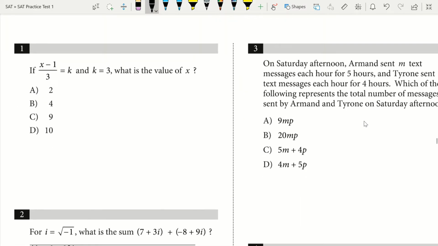Alright, if x minus 3 equals k and k equals 3, what is the value of x? Well, I'm substituting 3 in for k. I'm going to multiply each side by 3 so I can get x without a denominator. 3 times 3 will give me 9, so now I have 9 equals x minus 1. I'll add 1 to each side. 9 plus 1 gives me 10 equals x. My answer is going to be D.